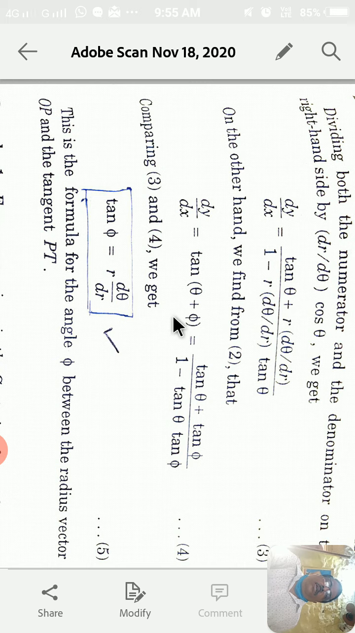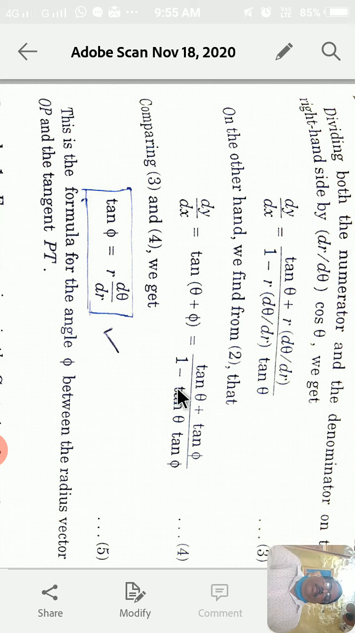This is because tan psi is dy by dx, and psi is nothing but the sum of the interior angles, that is theta plus phi. Now here we apply the tan of a plus b formula, so it is tan a plus tan b divided by 1 minus tan a tan b. After applying this formula, we get, call this equation as 4 and this equation as 3. Now compare these two equations.